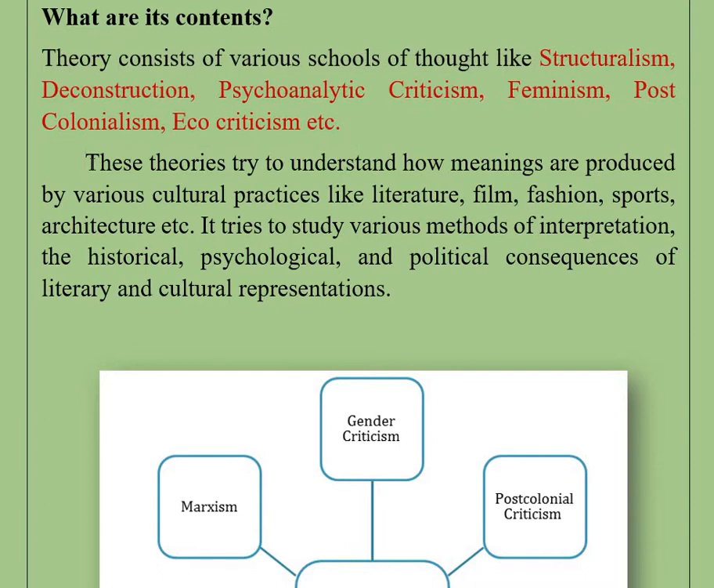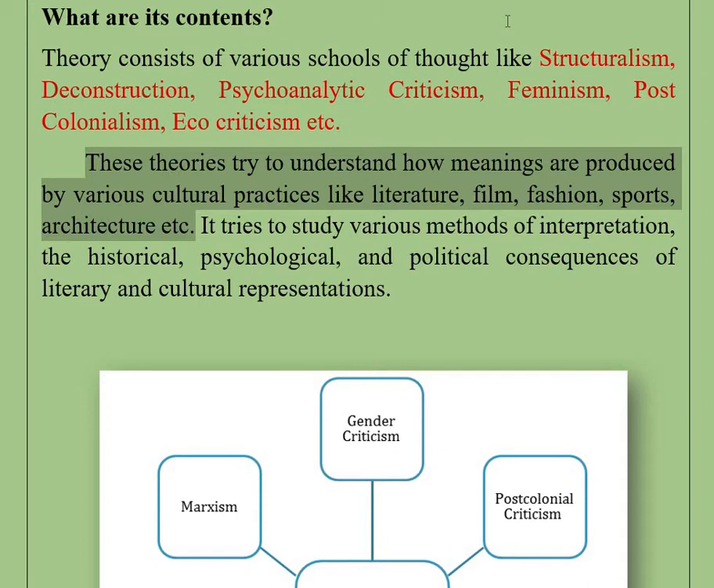What are the purposes of these theories? Why should we study it? These theories try to understand how meanings are produced by various cultural practices like literature, film, fashion, sports, architecture, etc. Have you noticed? They try to study how meanings are produced by various cultural practices that we have mentioned earlier, like film, literature, fashion, sports, architecture, etc. How meanings are produced.